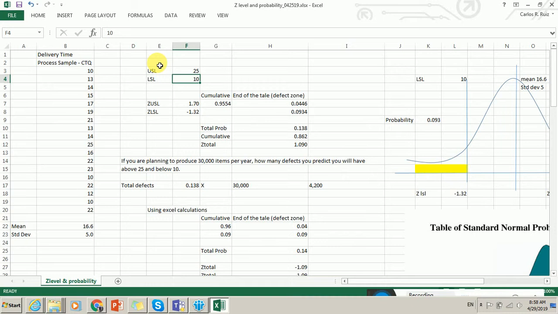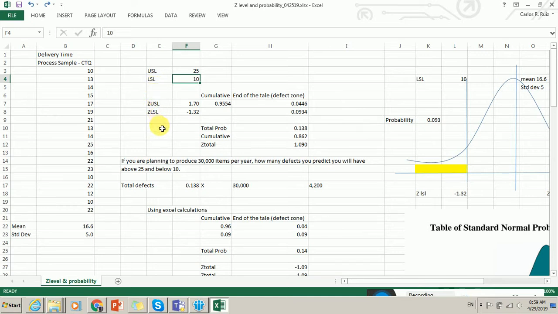I'm using this as probably the more complex scenario, because there are times that we only have one limit. For example, the customer says, I don't care if you deliver the report as soon as possible, just don't go beyond 25 days. Then we would be dealing with just one limit to calculate the capability of this process. But in this case, the customer is saying, I want it between 25 and 10 days. Next, we're going to ask, what is the Z level linked to those spec limits?